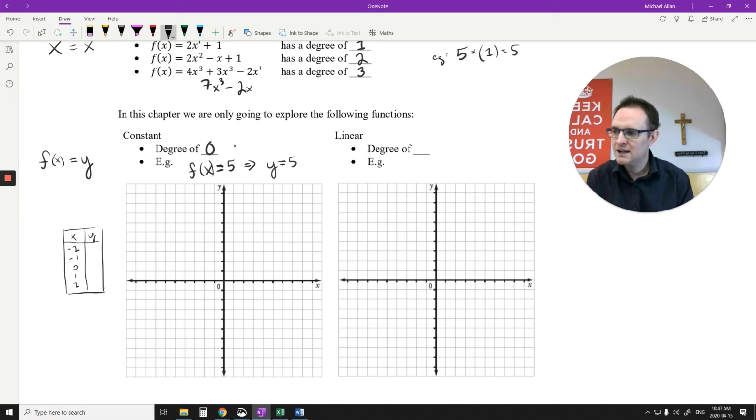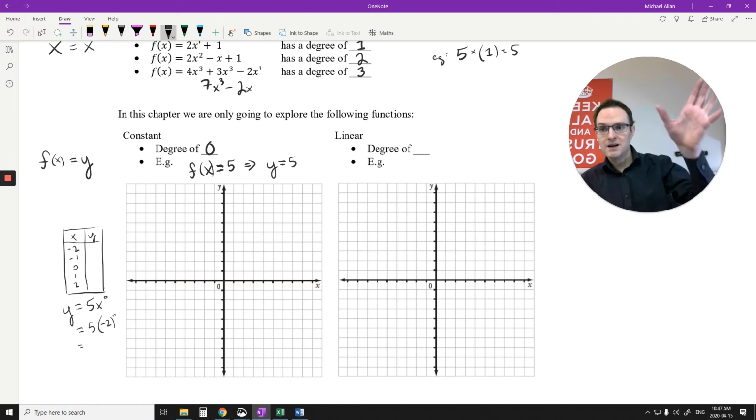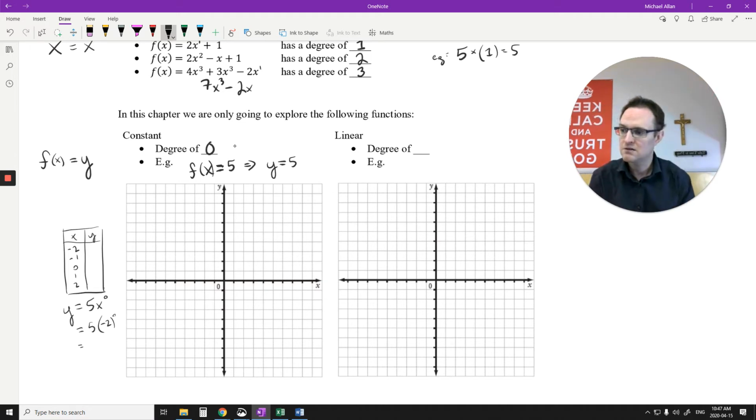So I want to put a -2 into this equation. My equation is y is equal to 5. And I want to put a -2 in here. So remember that this is x to the power of 0. That's what that technically is. I could just put that there because that's just 1. So I'm going to put a -2 in there, -2 to the power of 0. Now, what we said before, anything raised to the power of 0 is 1. Well, this would be 5 then.